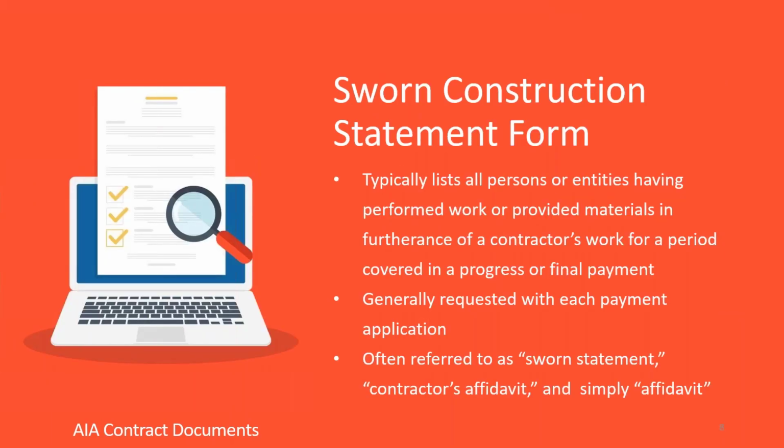Contractors are also often contractually or statutorily required to submit a sworn construction statement. But what exactly is this form? Well, it's usually a list of all persons or entities having performed work or provided materials on the project in furtherance of the contractor's work. These forms can be submitted with each payment application. Like lien waiver and release forms, sworn construction statements are often referred to by many different names. Typically, the forms are referred to as sworn statements, contractor's affidavits, or simply affidavit.